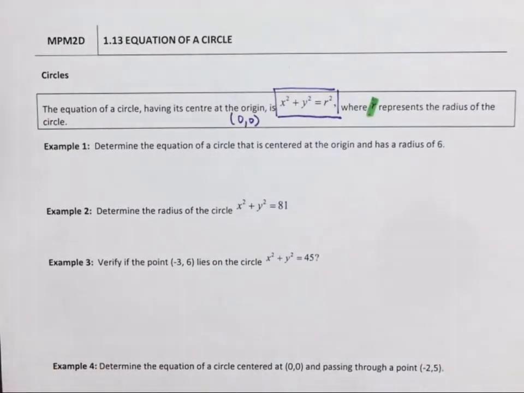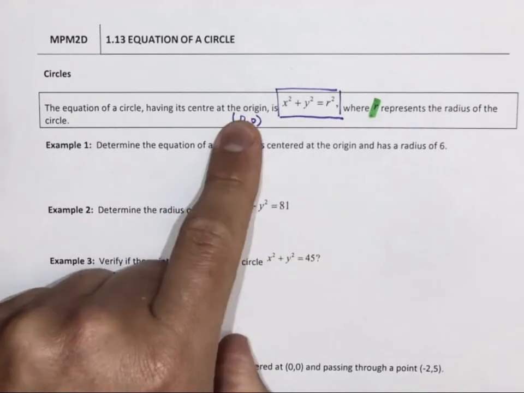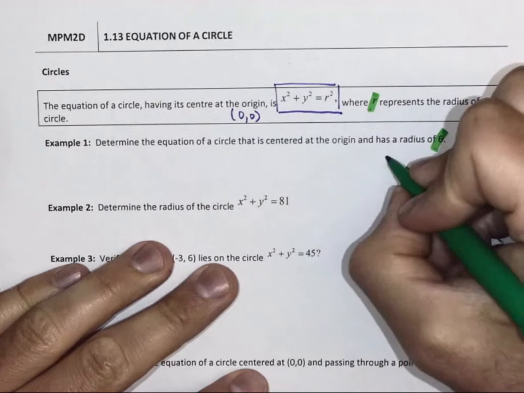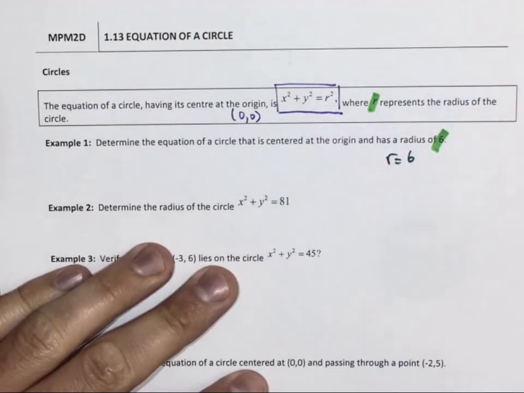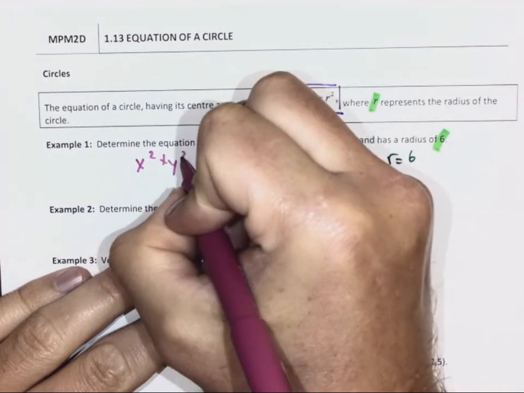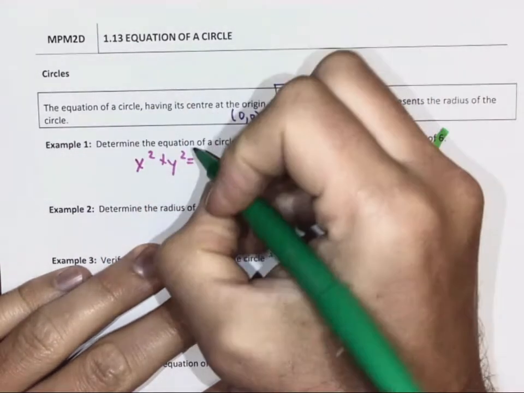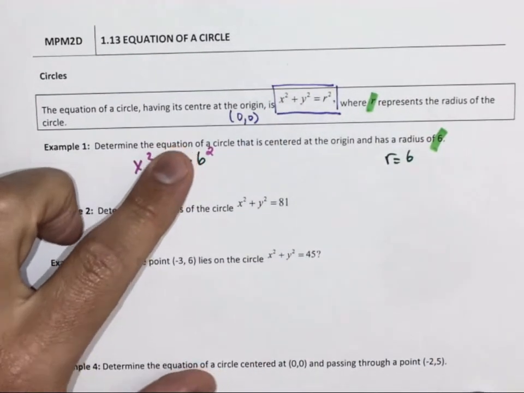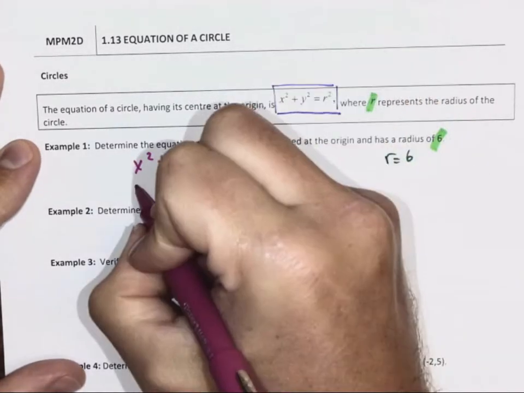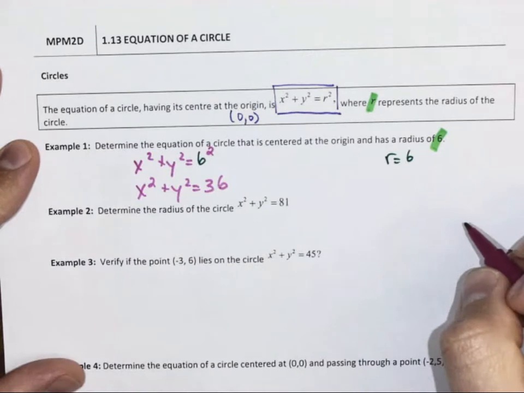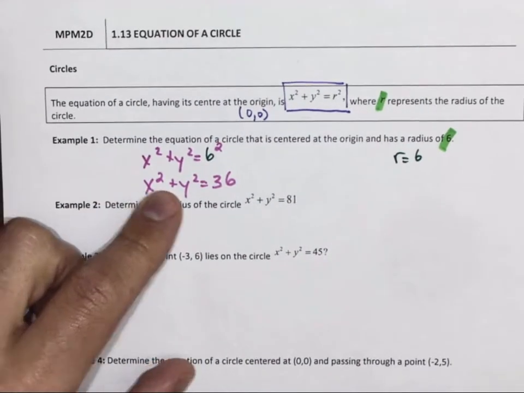So, determine the equation of a circle that is centered at the origin, has a radius of 6. Well, all that means is that a radius equals 6. So again, we sub in what we know. x squared plus y squared equals 6 squared. And luckily, a number squared, we can solve for that. So our equation, x squared plus y squared equals 36. And there's the actual equation of the circle.